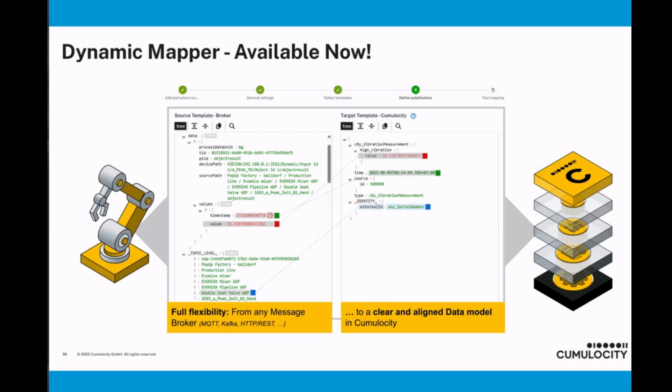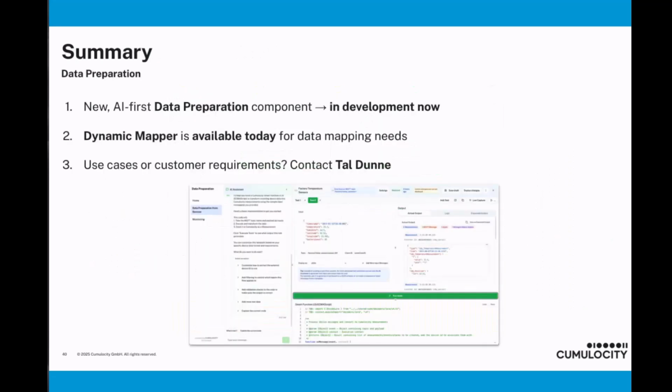Now, I will say, I'm mentioning this data preparation component. We are starting development now, so we're not even at the phase of private preview yet. We're just getting started. But if you do have data preparation and/or data mapping needs, the Dynamic Mapper is available open source to you right now. It's a complete solution, and as Jane just mentioned, it was just recently updated with support for the public preview of the MQTT service. So the Dynamic Mapper is available for you today, and we are taking the learnings and the feedback from the Dynamic Mapper and applying that to our new development work of a data preparation component.